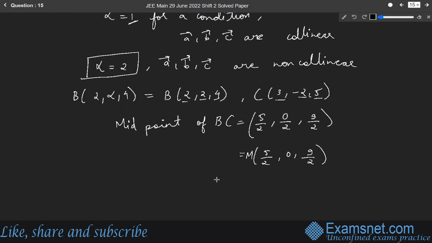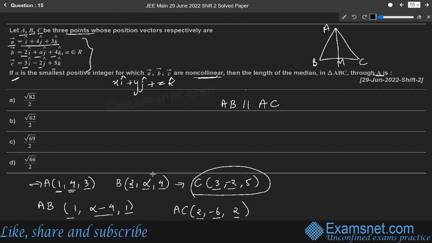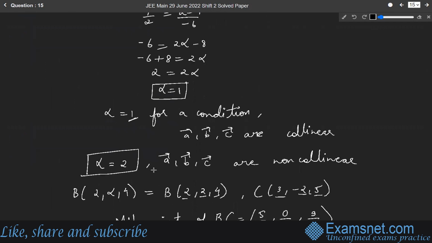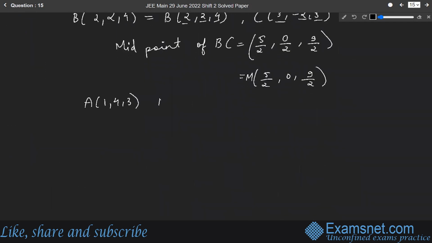And what are the coordinates of point A? We know that the coordinates of point A are 1, 4, 3. We have already written it. And now we have the coordinates of M, so we can easily find the distance AM. The coordinates of M are 5 by 2, 0, and 9 by 2. Now we have to find the distance AM. How can we find the distance between two points? We have to use the distance formula here.